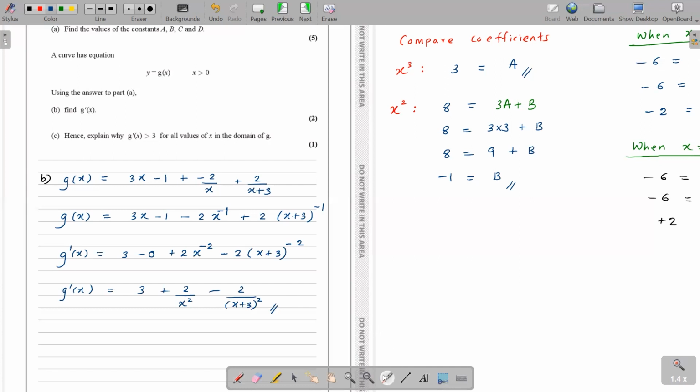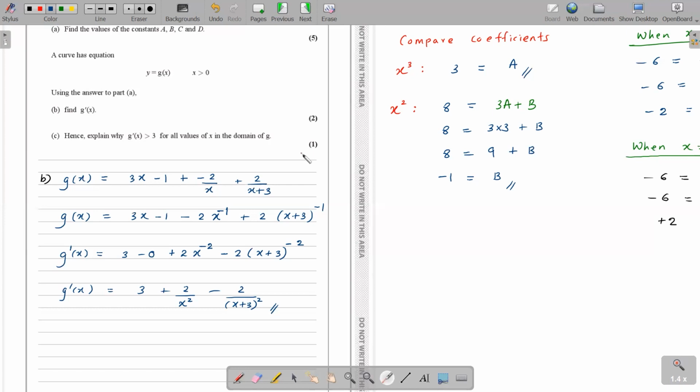Okay, then they ask you in part C, hence explain why g dash x is greater than 3 for all values of x in the domain of g. What are the values of x in our domain? Are we getting all the x values in the number line, or have they given us a very specific domain? They have told us x values are supposed to be greater than 0. So only positive x values are considered in this entire sum, all the positive real numbers, and they ask you to explain why.